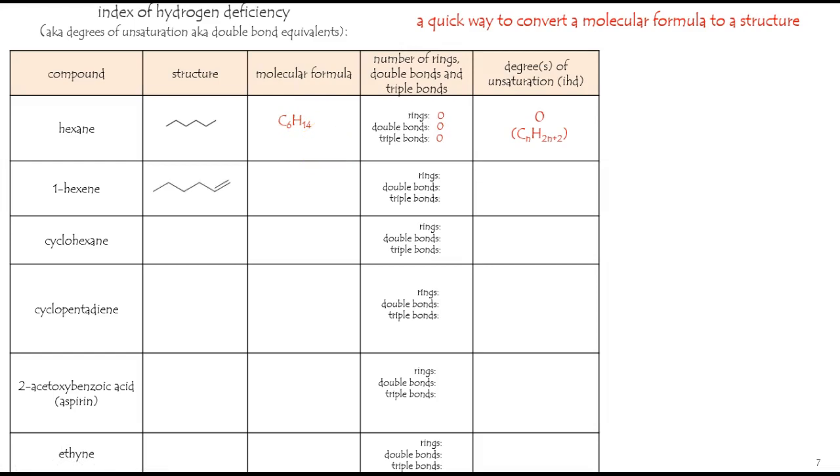Hexene has a double bond in it. I expect this to have an index of hydrogen deficiency of 1. One double bond and/or ring, and this one happens to be a double bond. C6H12 makes sense, right? CH3, CH2, CH2, CH2, CH, CH2. No rings, one double bond, no triple bonds, 1.